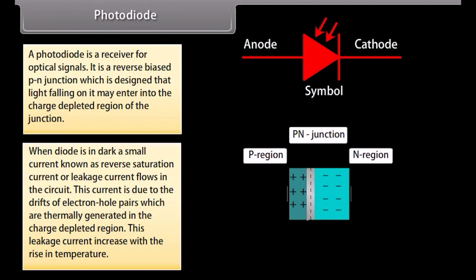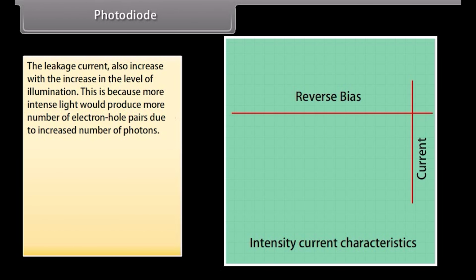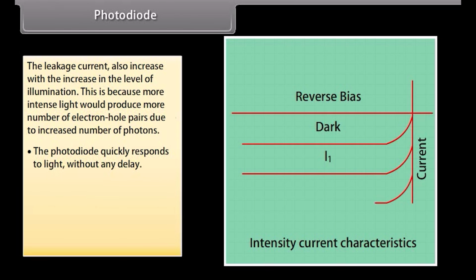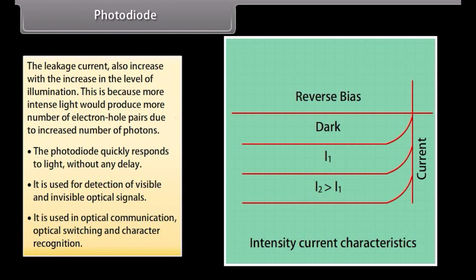This leakage current increases with the rise in temperature. The leakage current also increases with the increase in the level of illumination. This is because more intense light would produce more electron-hole pairs due to the increased number of photons. The photodiode quickly responds to light without any delay. It is used for detection of visible and invisible optical signals. It is used in optical communication, optical switching, and character recognition.